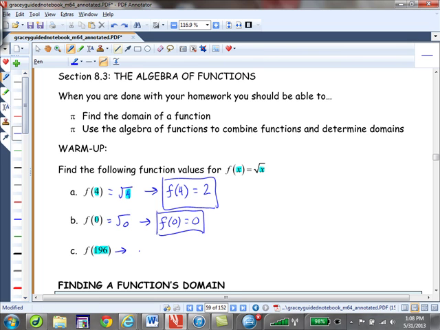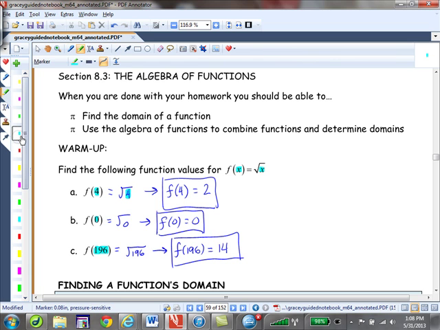And the function evaluated at 196 is equivalent to the square root of 196, which has a result of 14, because 14 squared is 196. And this is what we plugged in for each one.